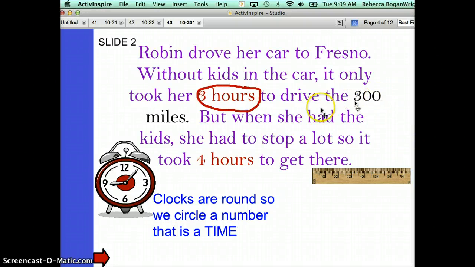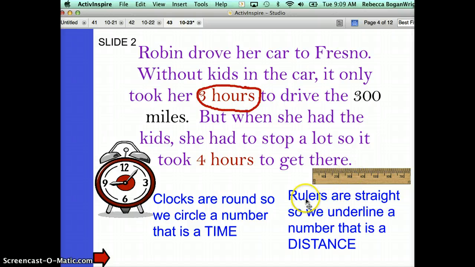When we measure miles, we can remember the mark that we're going to make because we measure miles or distances with a ruler, and rulers are straight. So we're going to underline a number that is a distance. So 300 miles is a distance. Rulers are straight, so we're going to underline it. But when she had the kids, she had to stop a lot, so it took 4 hours. That's a time. Clocks are round, so we're going to circle it. Would you take some notes on what kind of marks you would make if you see a number that is a time versus a number that is a distance?